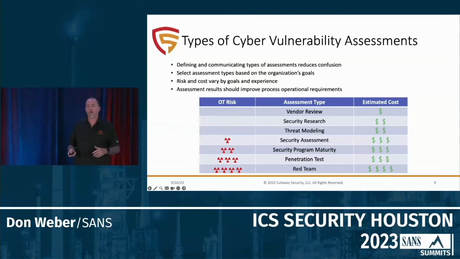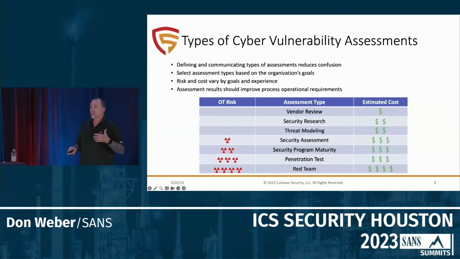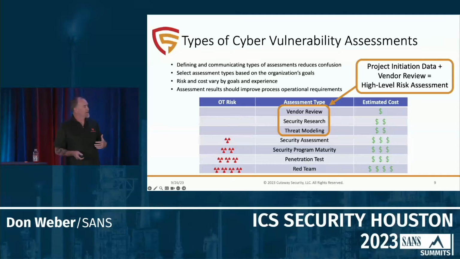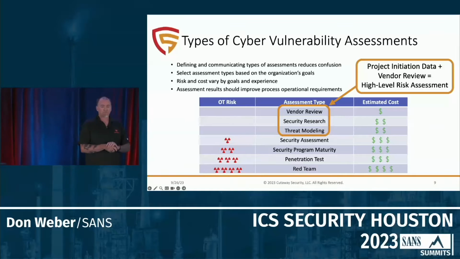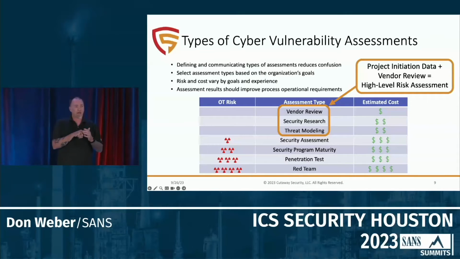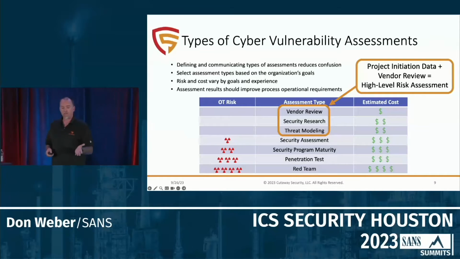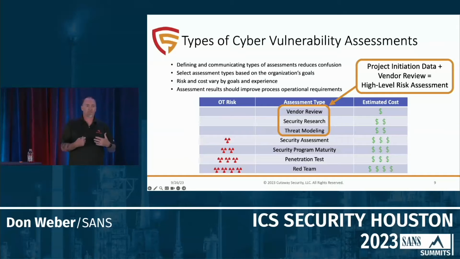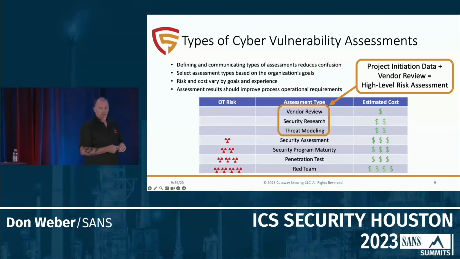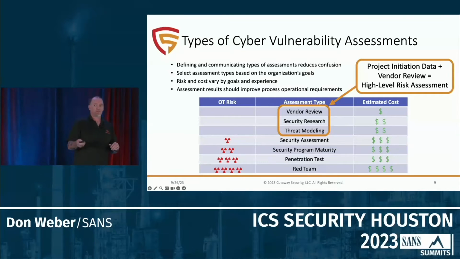Now, one of the things that I want to point out, I want to fold this back around to the 62443, okay? When we think about those top three things, the vendor review, the security research, the threat modeling, in order to do that, we have to gather information about our scope. What are we assessing? Who's responsible for things? So we're doing that initial project initiation data gathering, all right? Identifying people, identifying what our resources are, and then we're doing a simple review of what we've implemented, and what the vulnerabilities are within those assets, okay? That is a high-level risk assessment according to the 62443.